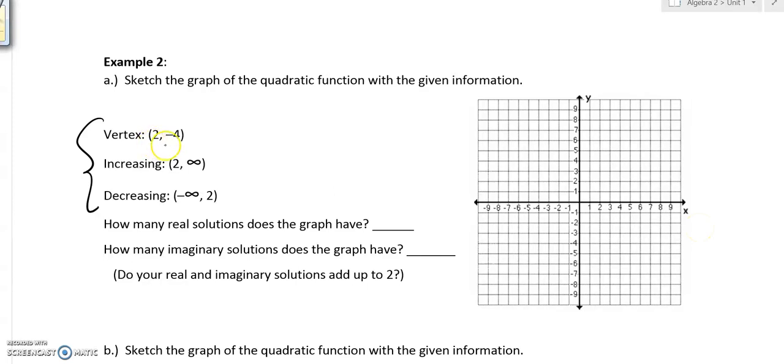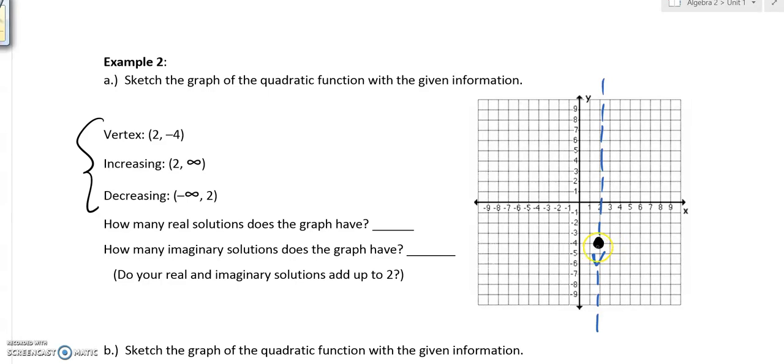I'm going to plot my vertex. My vertex is over 2, down 4. Okay, and I'm going to label that with a V. That's my vertex. That's kind of like the middle of my graph. So I'm going to go ahead and dotted line it. That's where the middle of my parabola is going to happen.